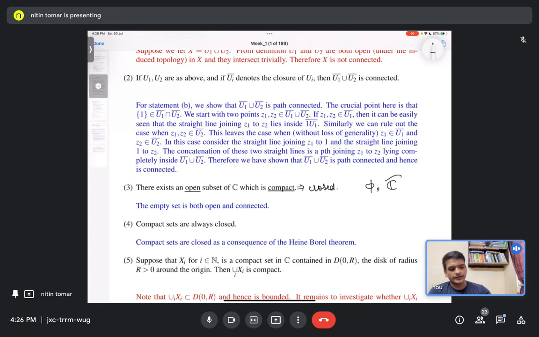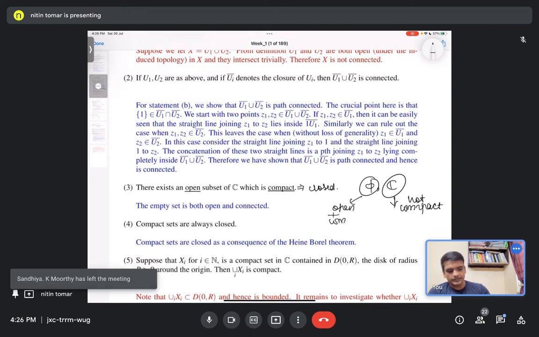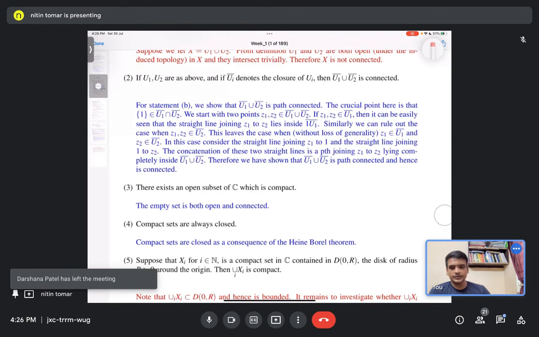But C is not compact, so you cannot take this as an example. But the empty set is open and it is compact. Why? By definition itself. What is the definition of compactness? Every open cover has a finite subcover. Since the empty set has no elements, any open set is an open cover. The empty set is both open and closed. So there exists an open set of C which is compact.